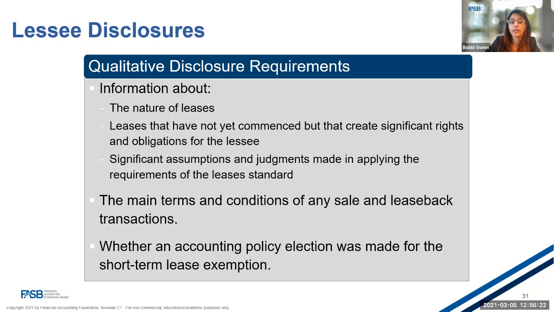Again, 842 has a non-exhaustive list of items that lessees would disclose here. So whether a contract contains a lease, an embedded lease, that is an area of significant judgment. So how did the entity determine that? Disclosures about that. If a contract includes lease and non-lease components, such as services, how was the allocation of the consideration in the contract made? And also, how did the lessee determine the discount rate that it's using for its leases?